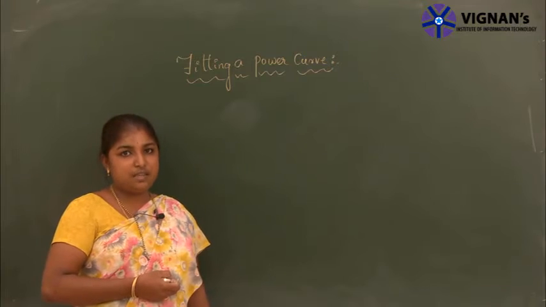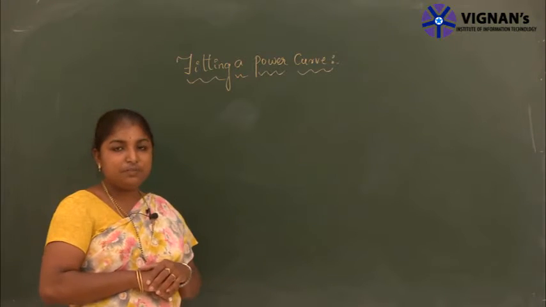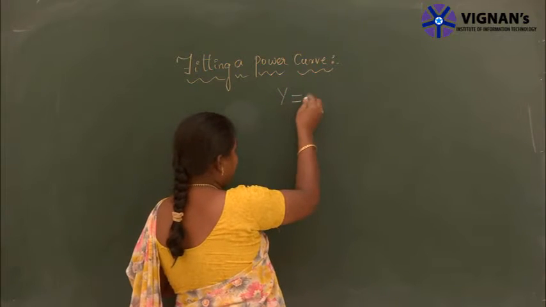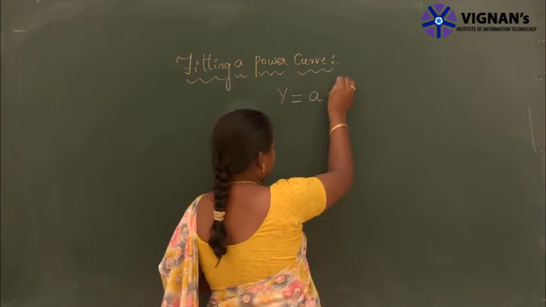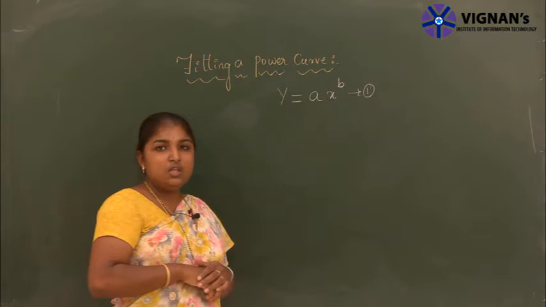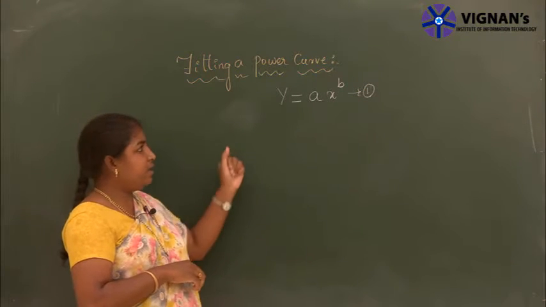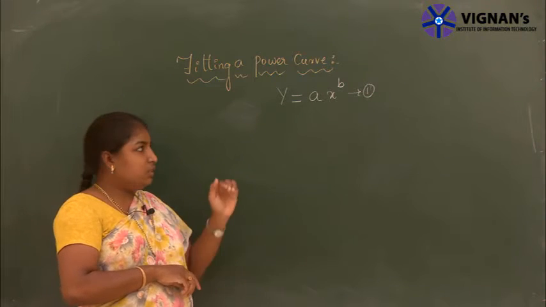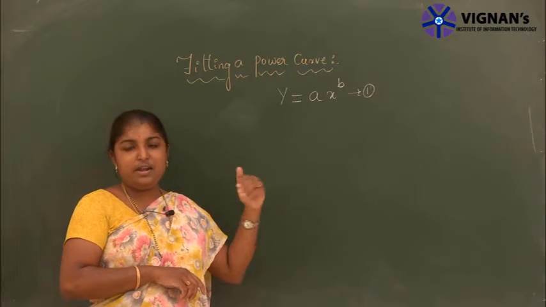Today we will discuss fitting a power curve. The power curve is in the form y = ax^b. Let this be equation 1. Now we want to fit data to this type of curve, but this type of curve we cannot fit directly.